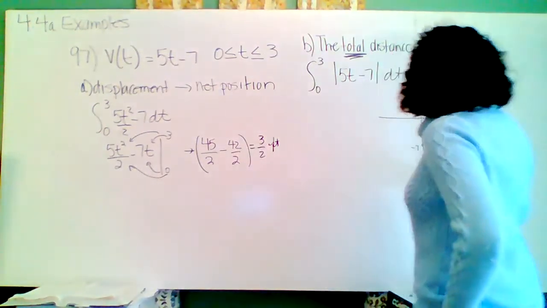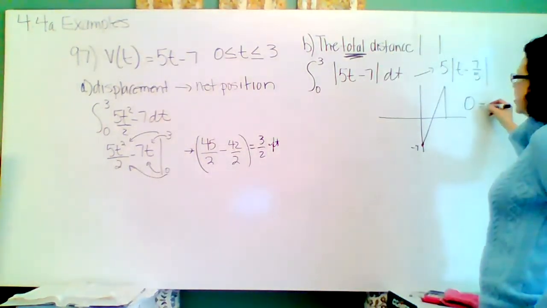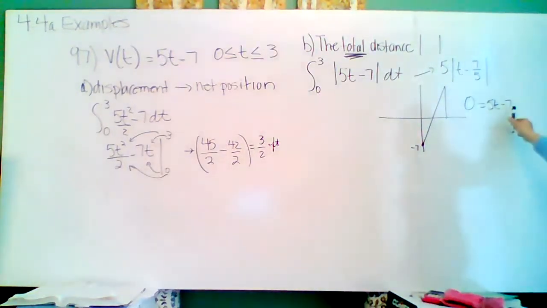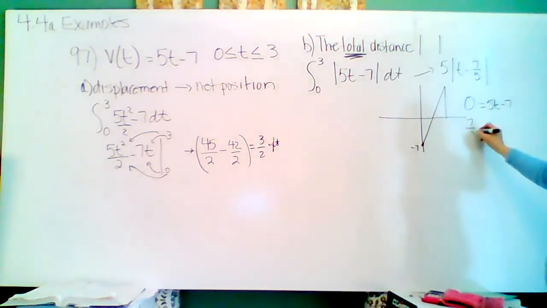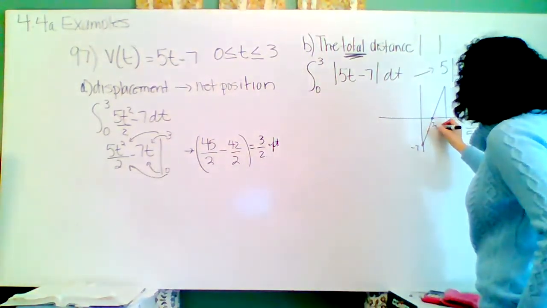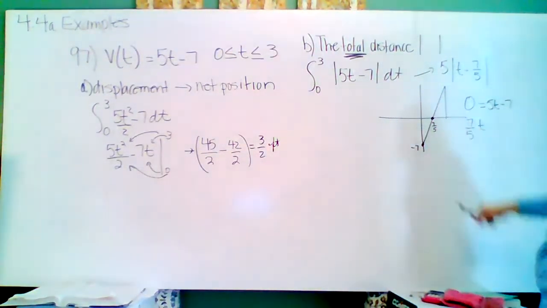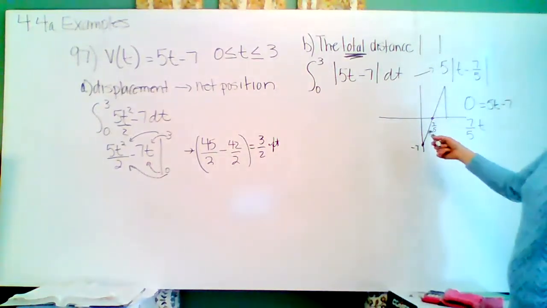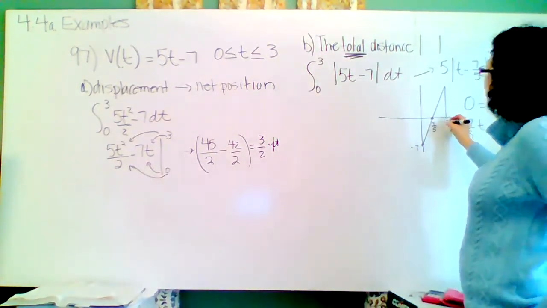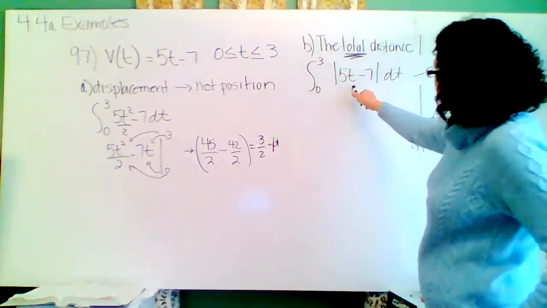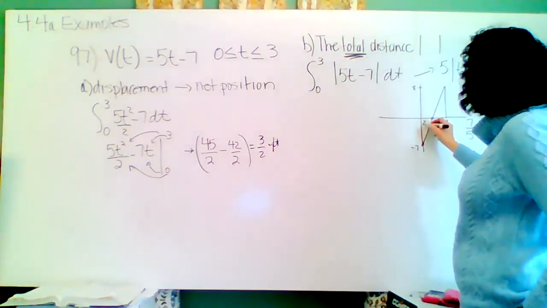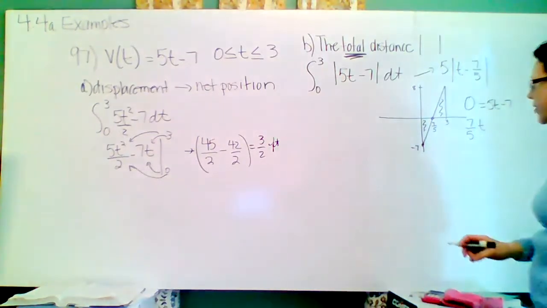Well, that would be where the function equals 0, right? So I'm going to add a 7 and divide by 5. So this is at 7/5 right here. Obviously, this is at 0. It has to end at 3. Let's put in a 3 right here. When we put in a 3, I get 15 minus 7, I get 8. So this is up at 8. So I need to find this area and this area.